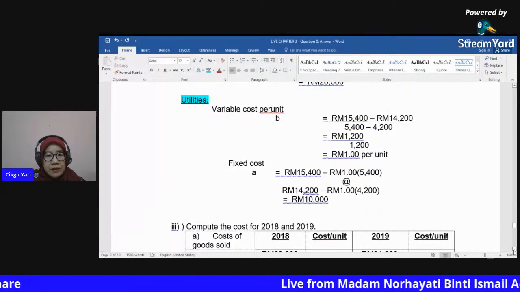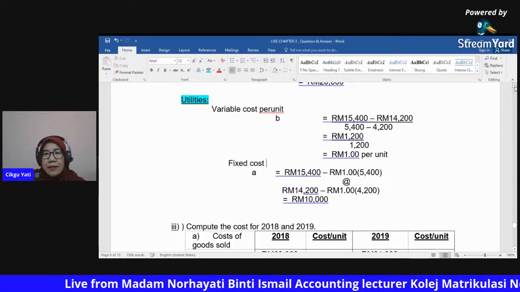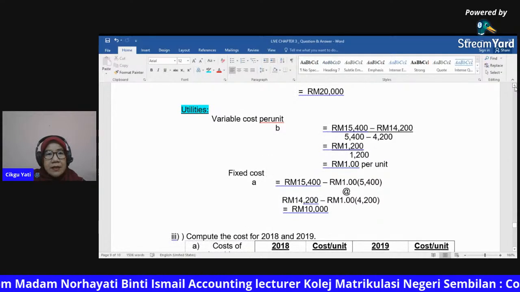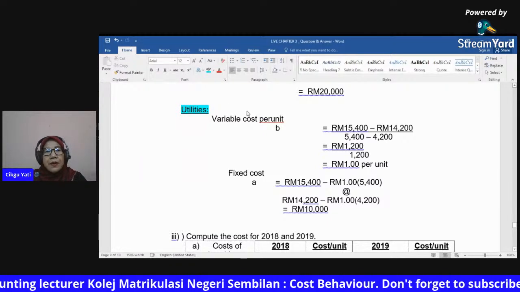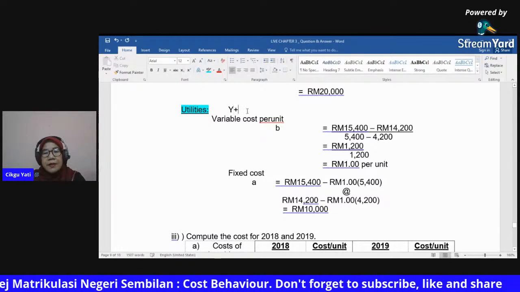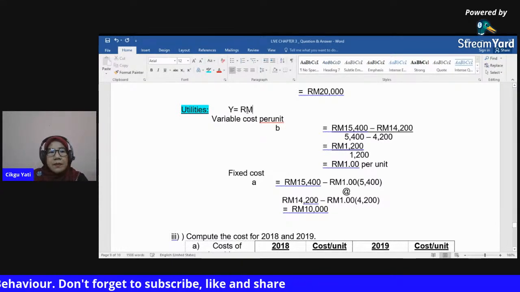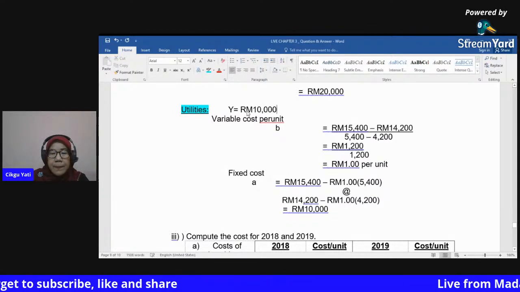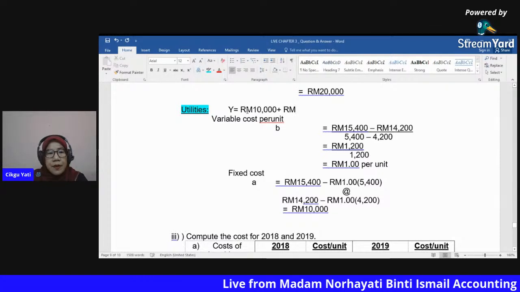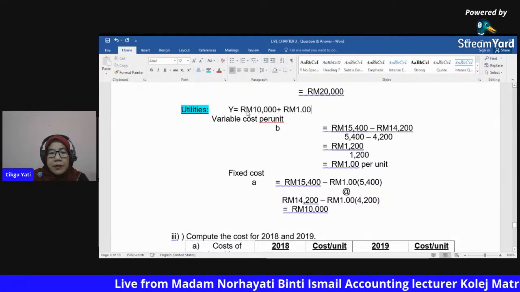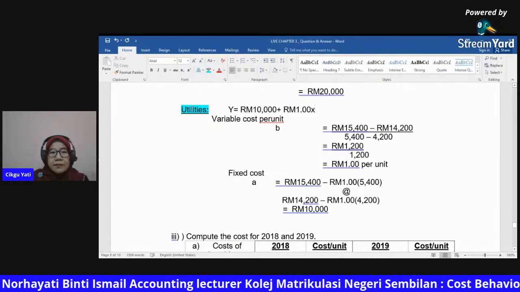Now, can we form the cost function for utilities? Yes, that is the third step. So what is the cost function for utilities? The cost function means that it consists of fixed cost plus variable cost per unit. So this is the cost function for utilities.